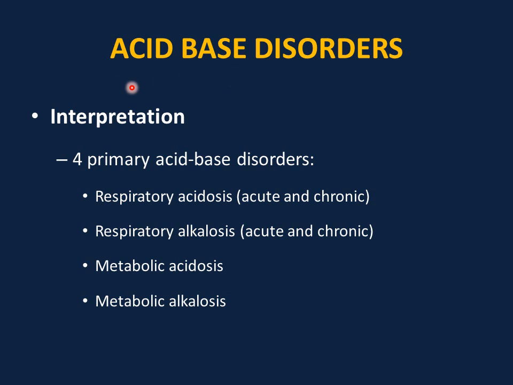In this video, we'll learn the 4 categories, or 4 primary acid-base disorders, and how to understand them and how to apply them in real life. The first one is respiratory acidosis. It can be acute or chronic, and respiratory alkalosis can be acute or chronic, then metabolic acidosis and metabolic alkalosis. So again, we'll learn these 4 disorders in the next few slides.